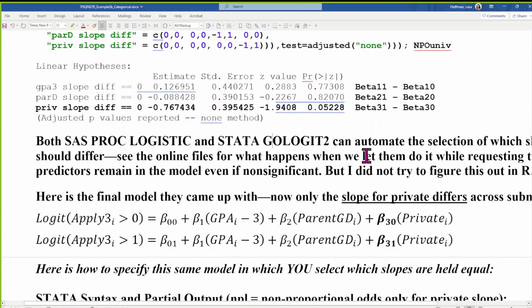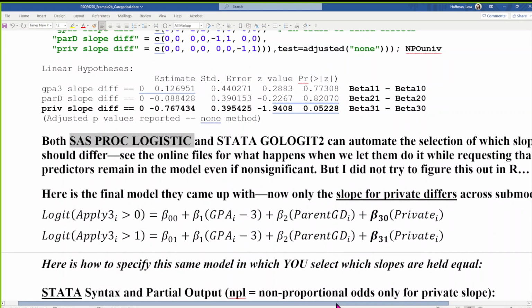GlowLogit 2 has an option to automate this. So in the online materials, I have those files where it figures out algorithmically which ones want to be different from each other, and you don't have to do it. It's beautiful. SAS Proc Logistic has that option, and I could not find anything comparable in R. Not that it doesn't exist, but I couldn't find it.